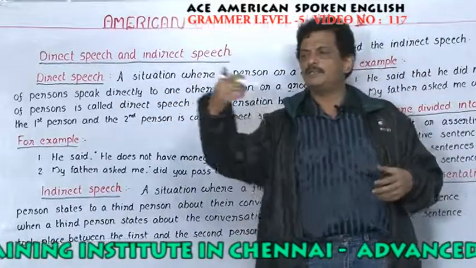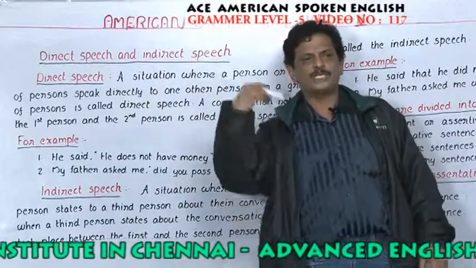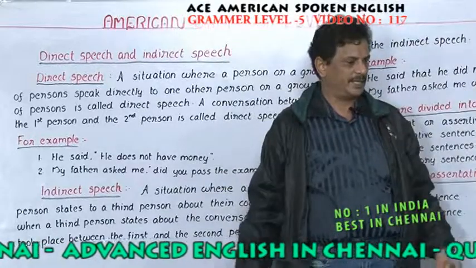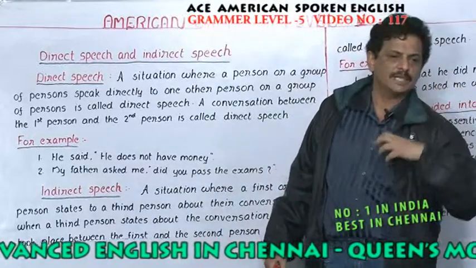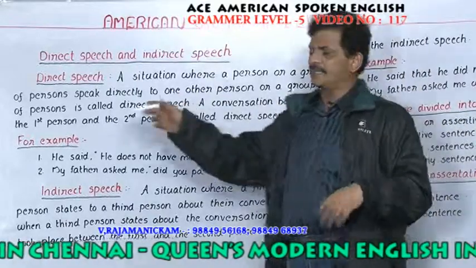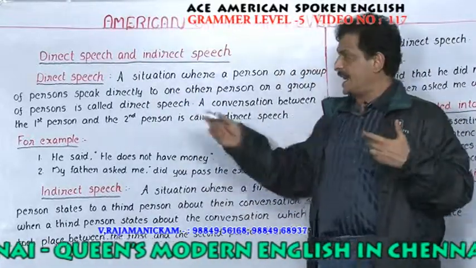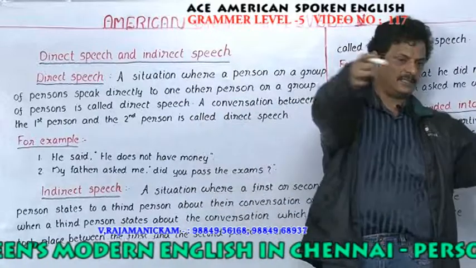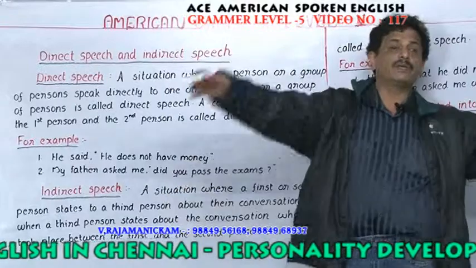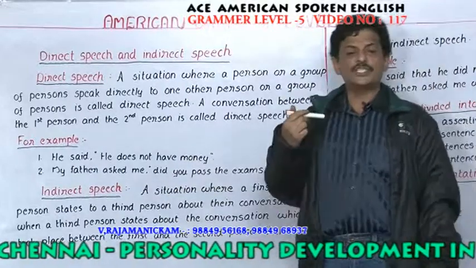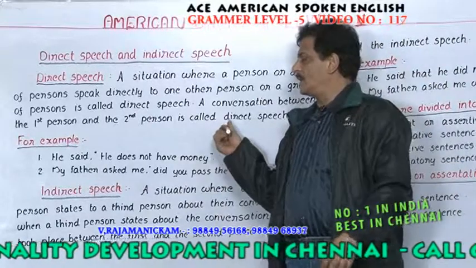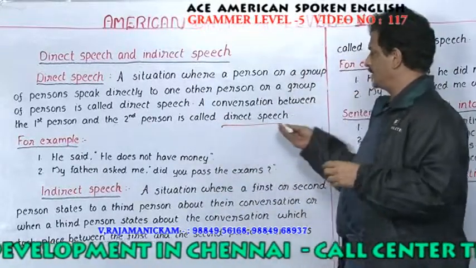See, I speak to him individually. What I speak to him is the direct speech. Or I speak to a group of people over here. What I directly speak is called direct speech. A conversation between the first person, I am the first person, and the second person. Second person is you. You may be only one person, singular, or you may be in plural. So, the conversation between the first person and the second person is called direct speech, right, sir?